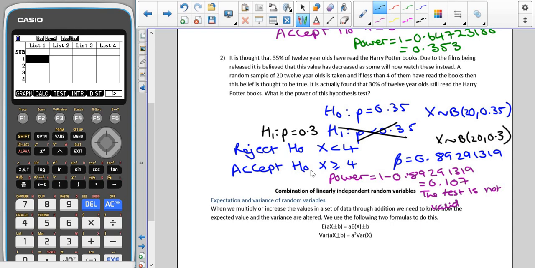So please make sure that you are very comfortable with how to find the probability of making a type 2 error, because that is how we can then find our power.